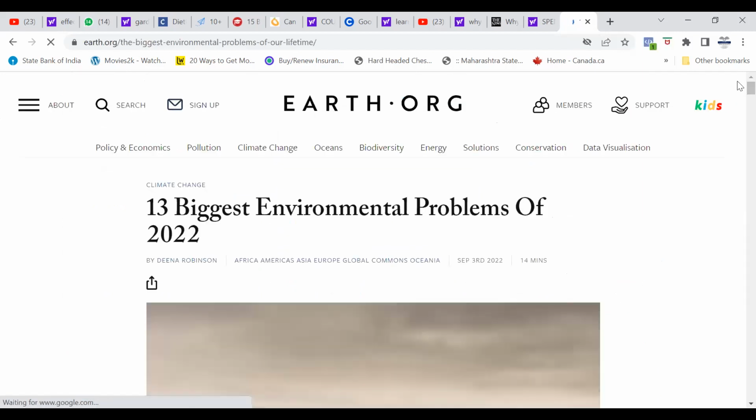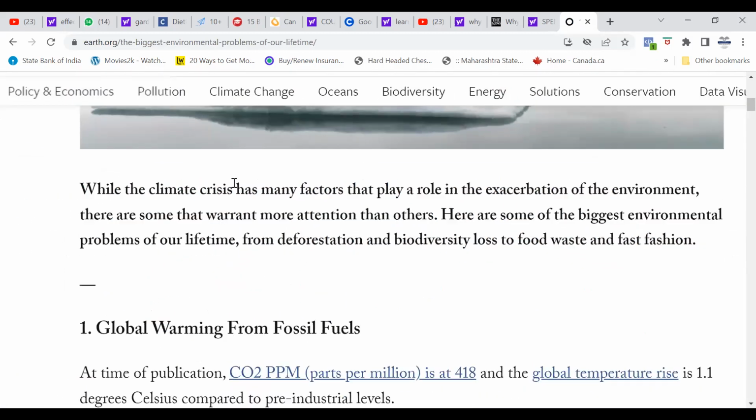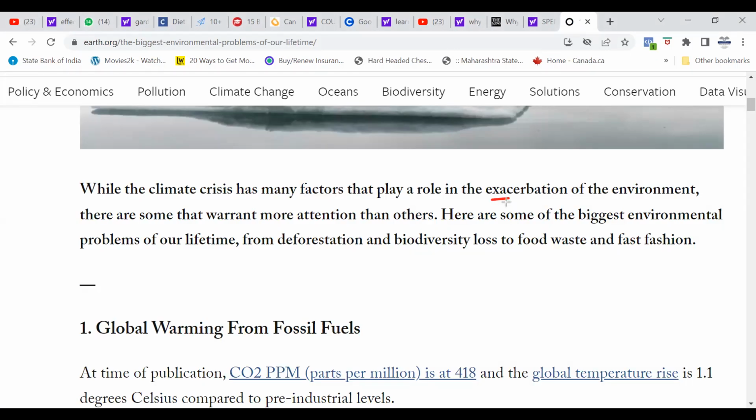Now, you can note down these words. See this, there's a climate crisis. Please write down under the topic environment: climate crisis. Exacerbation. Exacerbation is like getting worse. Remember the pronunciation: exacerbation. Which means getting worse, a worse situation. If I have to use it comparatively, getting worse. Exacerbation of the environment.